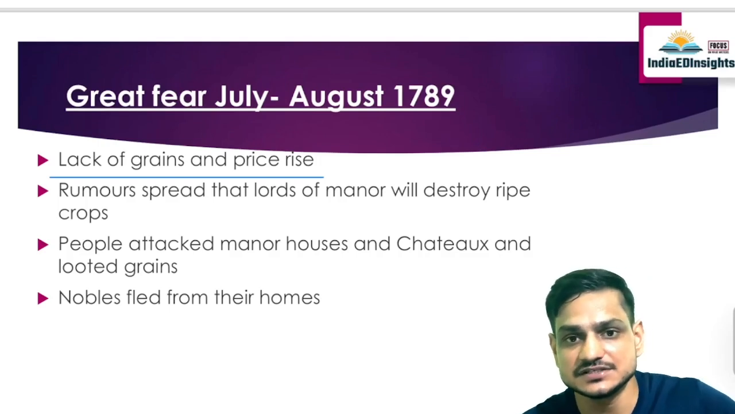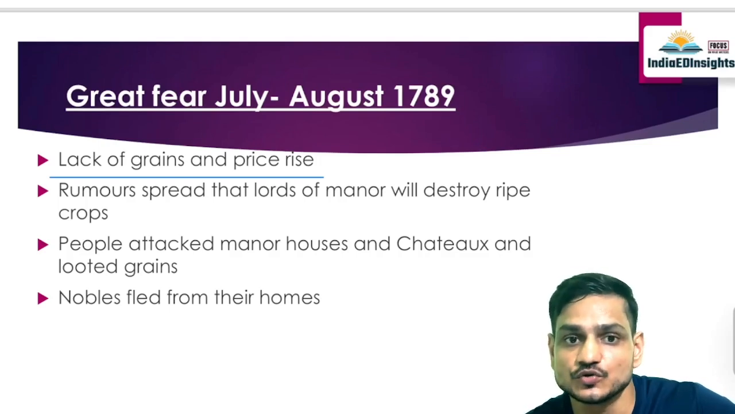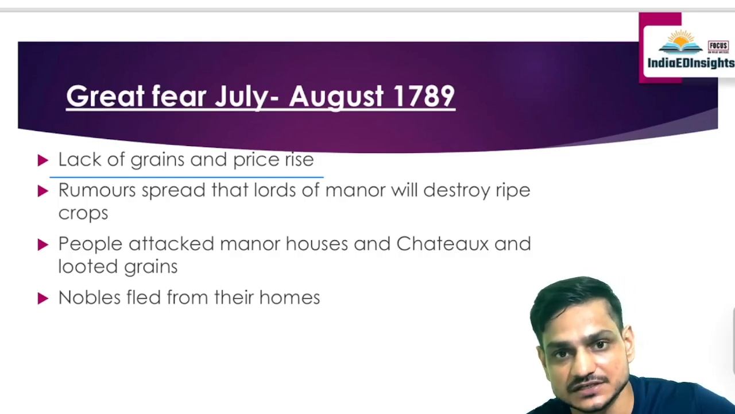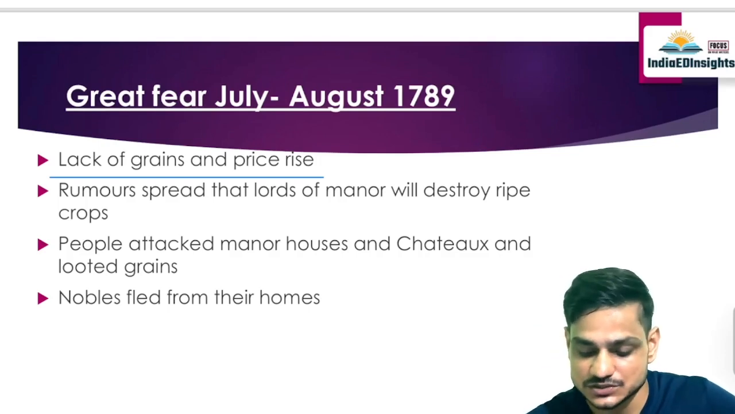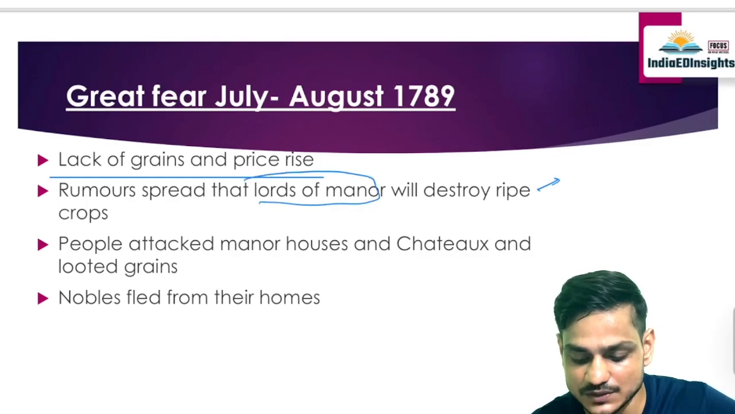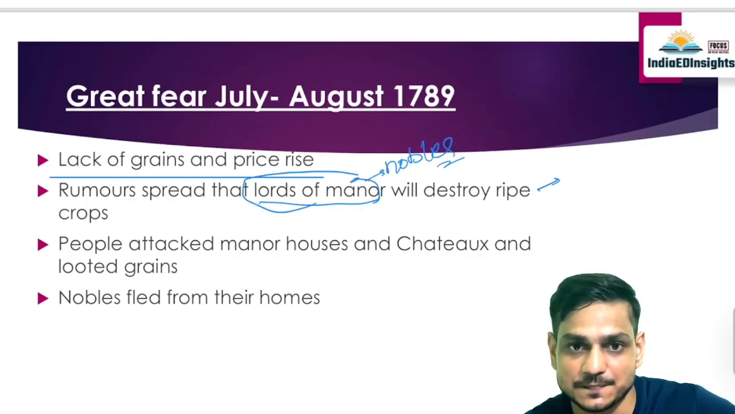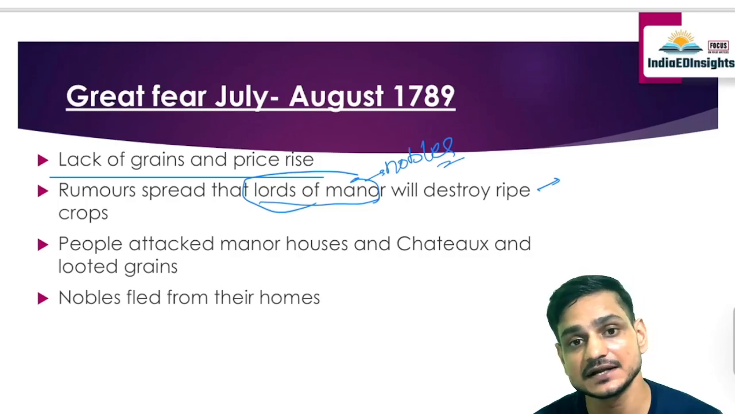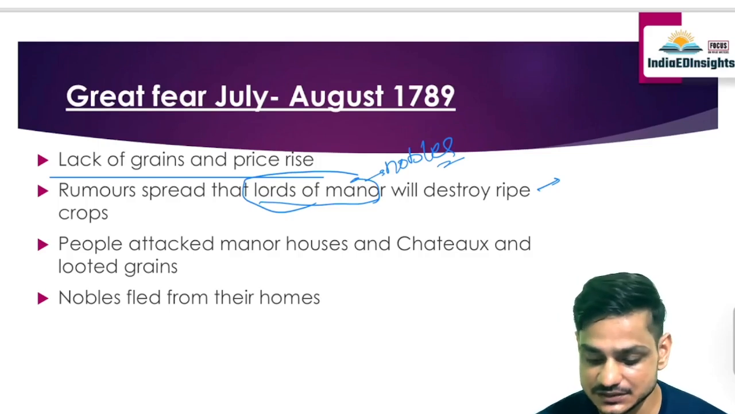Because of the bad harvest, the grains were very few and the prices were rising, so rumors spread that the lot of manure will start to destroy the ripe crops. A lot of manure means nobles. So what did people do? People attacked the manor houses and the chateaux.